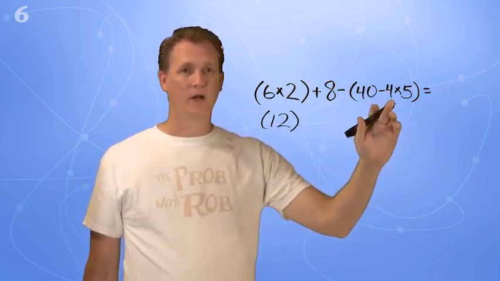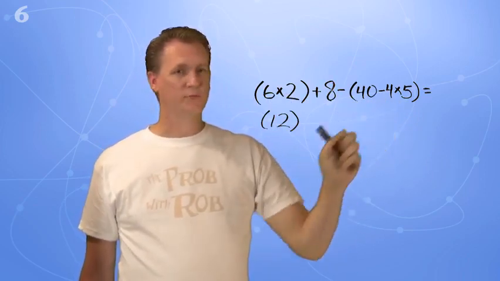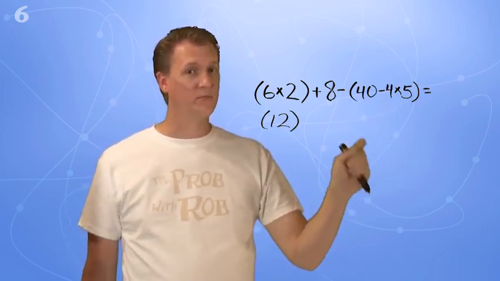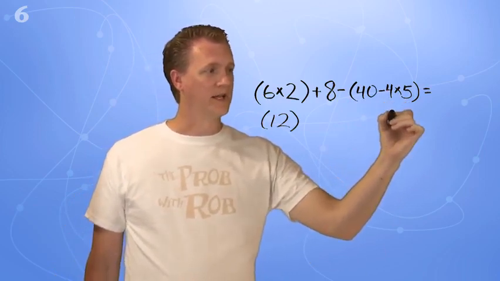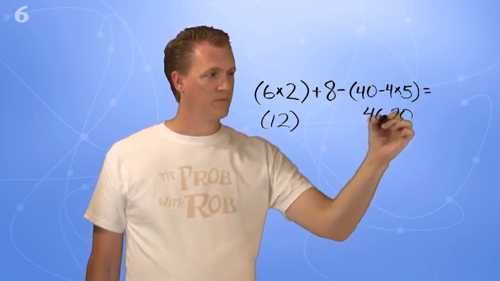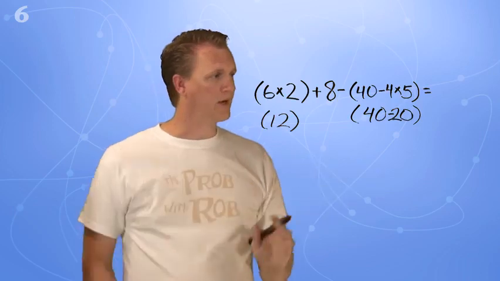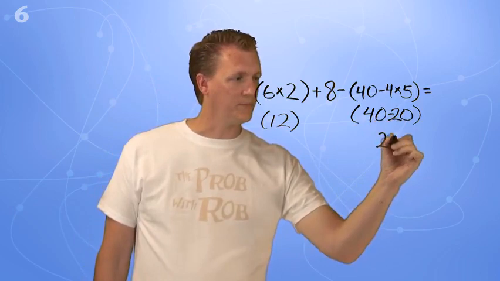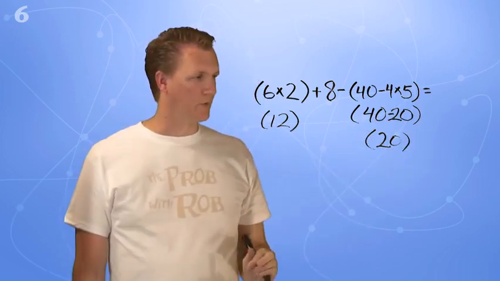40 minus 4 times 5. Now we have multiplication and subtraction, and we know from our order of operations rules that you do multiplication before you do subtraction. So we do 4 times 5, that gives us 20. And we have 40 minus, so we bring that down. And I am going to keep the parentheses around this just to be organized here. So now we do 40 minus 20, and that gives us 20. And I don't really need to, but I'm going to put the parentheses there anyway.